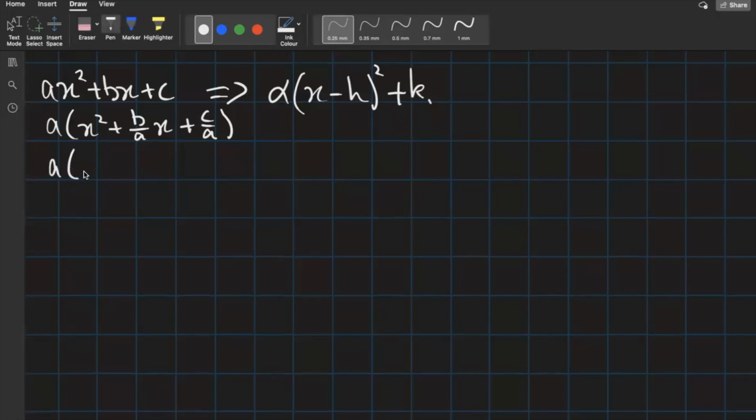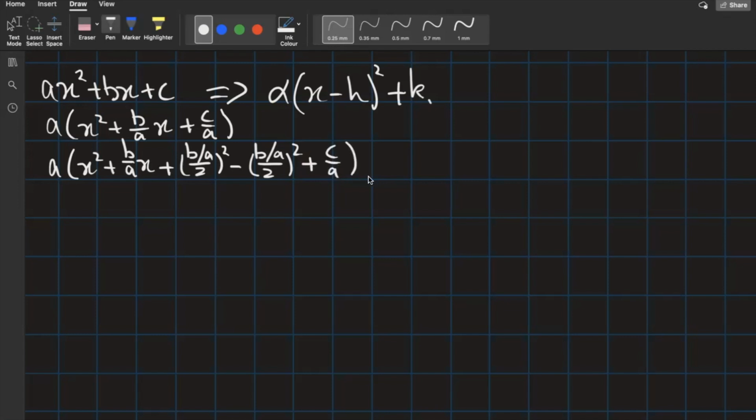So it's a times x squared plus b over a x plus the coefficient of x, which is b on a. We halve that, and then we square it, and then we subtract that same term. So b over a over 2, all squared, and we still have this plus c over a term. So we've just added and then subtracted the same term, so we haven't done anything mathematically incorrect. But the reason we've done that is so we end up with an expression over here, which we can factorize into a perfect square.